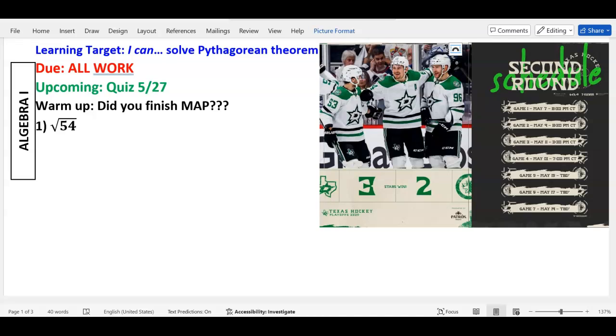Today we're talking about Pythagorean Theorem. Should be a blast from the past. We'll have a quiz next week, but let's do this warm up. If you were absent any day this week, put absent, right? But square root of 54.